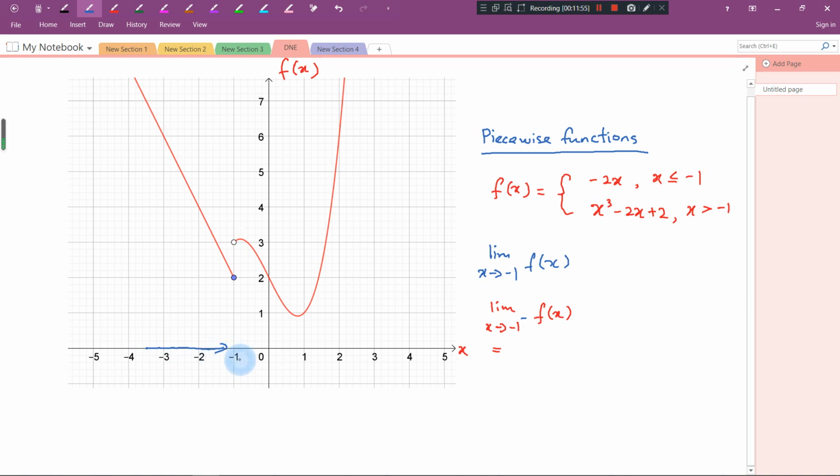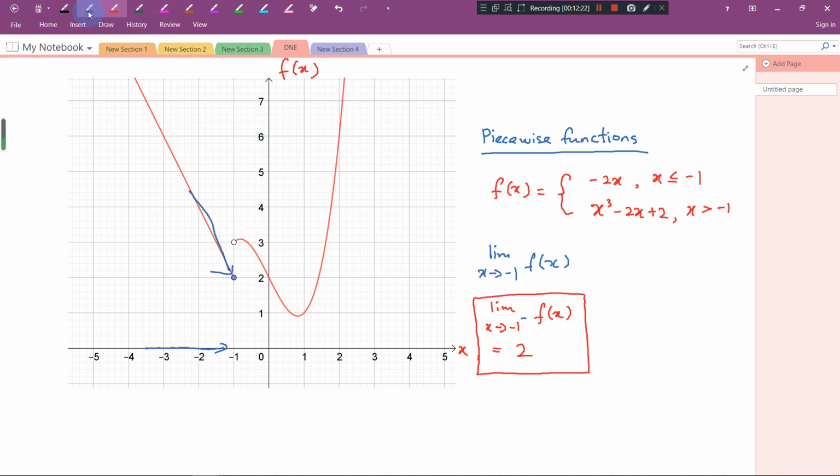Heading to approaches -1 from the left hand side, you will notice that the y is heading to 2, right? So the left-sided limit is 2. This is equal to 2. This is the left-sided limit, or we call it the left-hand limit.